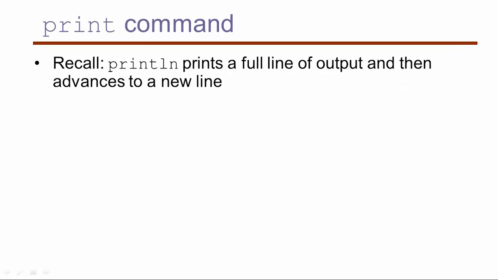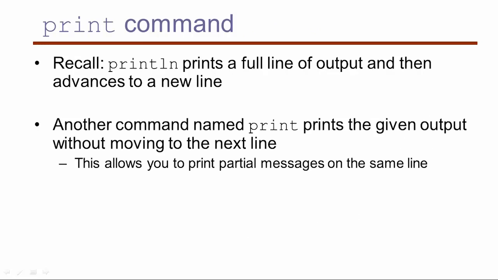Recall that the job of the println statement is to print an entire line to the screen, such that whatever is printed next appears on the following line. There is also a print statement that will print data to the screen, but without moving to the next line when done. This allows you to use several print statements to print data across a single line on the screen.